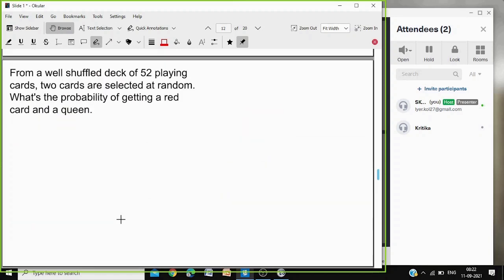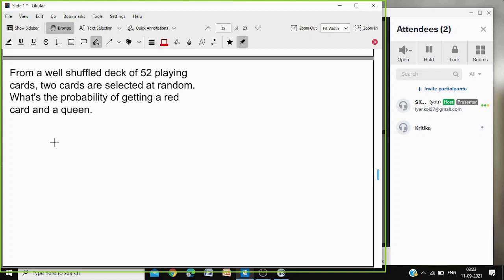From a well shuffled deck of 52 playing cards, 2 cards are selected at random. What's the probability of getting a red card and a queen? 2 cards you are selecting. One of the cards should be any red card, and one of them should be a black queen.